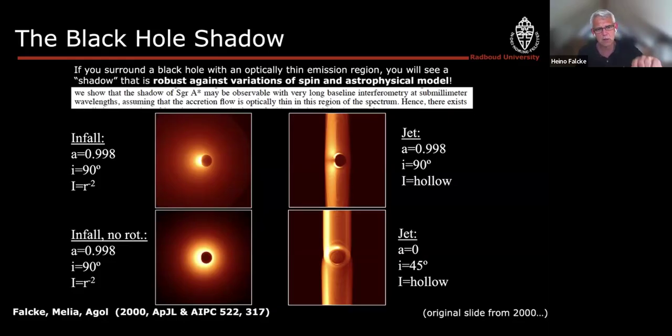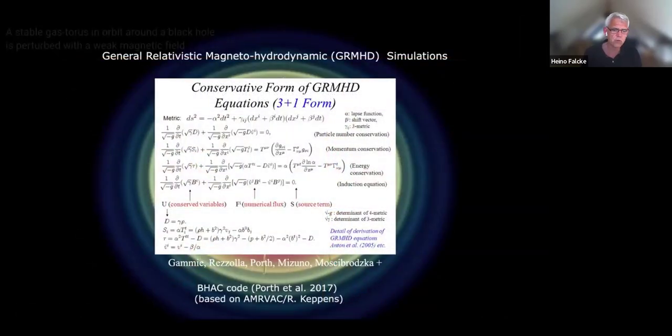And so we predicted that if you go to that frequency and look at the center of our Milky Way, based on our models, we should be seeing this shadow of a black hole. And it would be a very clear signature that black holes exist. Now, of course, the models have become much more complicated. This is just to scare you, and don't even ask me to understand all the details of this equation.